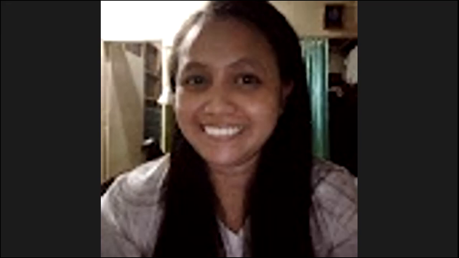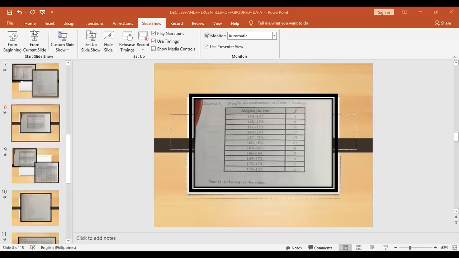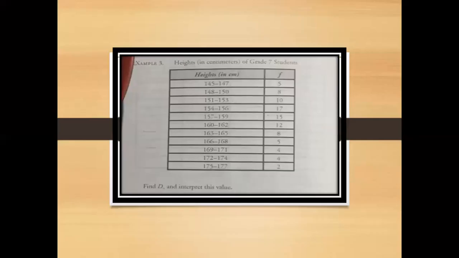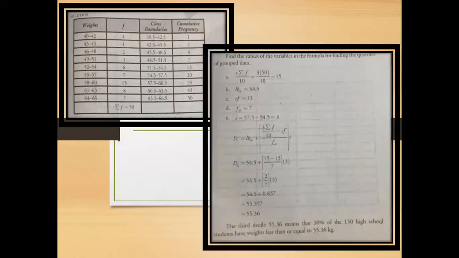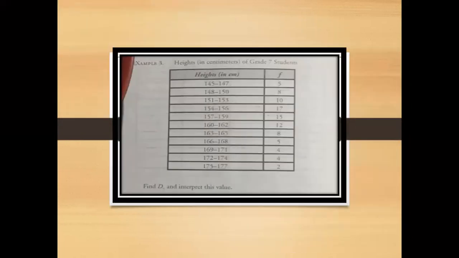Okay, so let us continue the discussion. So decile, second example. So this time, heights in centimeters of grade 7 students. So nakatable na din to, kagaya nung kanina example ng decile. So again, decile pa rin po tayo.